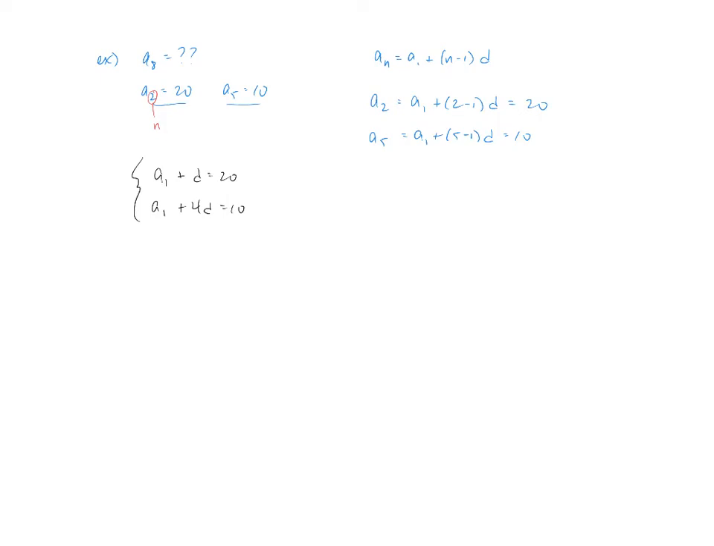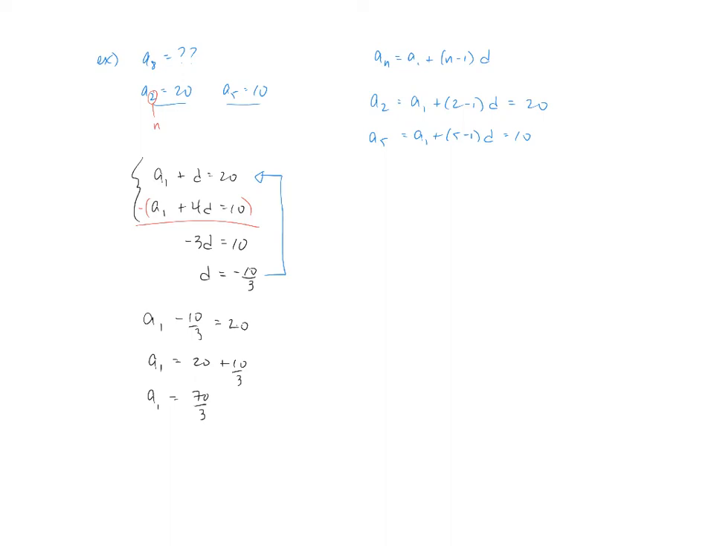And to figure out the a sub 1 and to figure out the d, I can just subtract both of these. The a sub 1's go away, which then I'll have negative 3d equals 10, or d equals negative 10 thirds. In order to figure out the a sub 1, I'll come back up, and we can now see that a sub 1 minus 10 thirds equals 20. I'll move that 10 thirds to the other side and find out that a sub 1 equals 70 thirds.